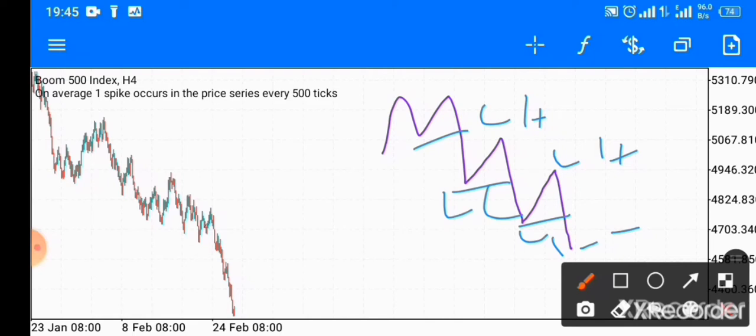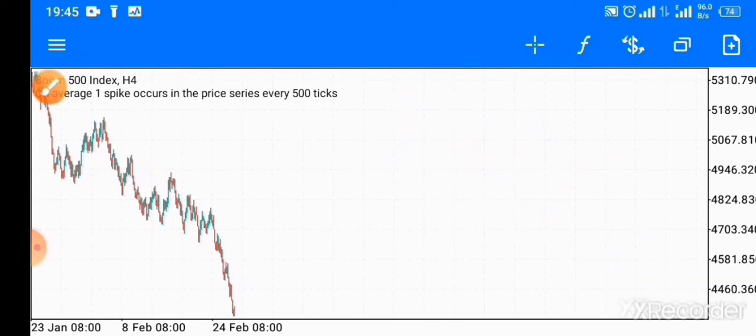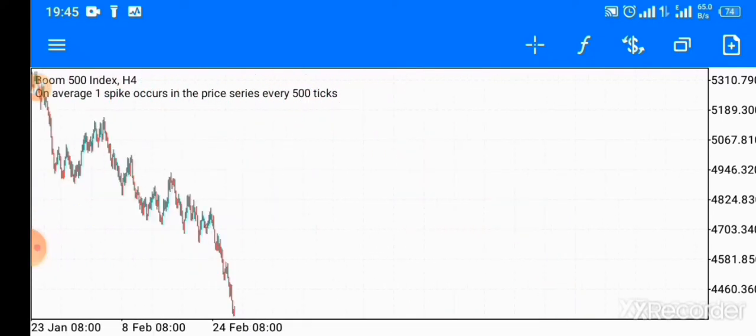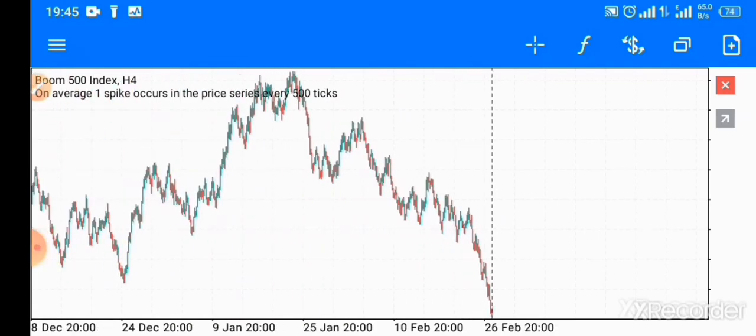So we're going to be using market structure to determine the trend, one, and we're also going to be using market structure in order for us to notice when the market has changed its direction, when the trend has already changed. So this is what we're going to be doing today. Let me just show you the chart example.